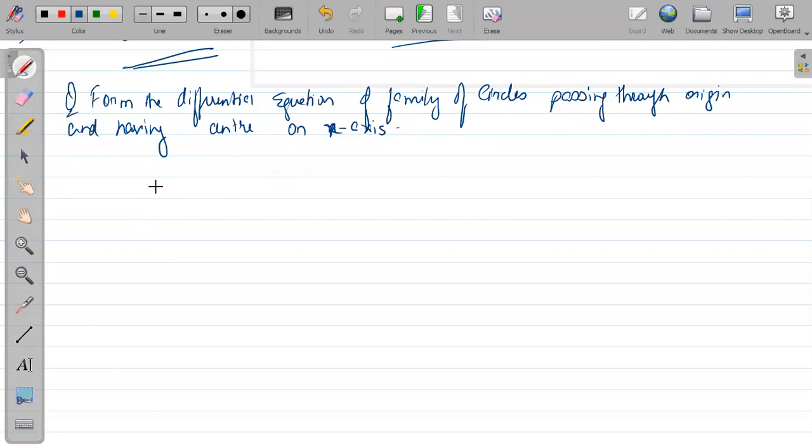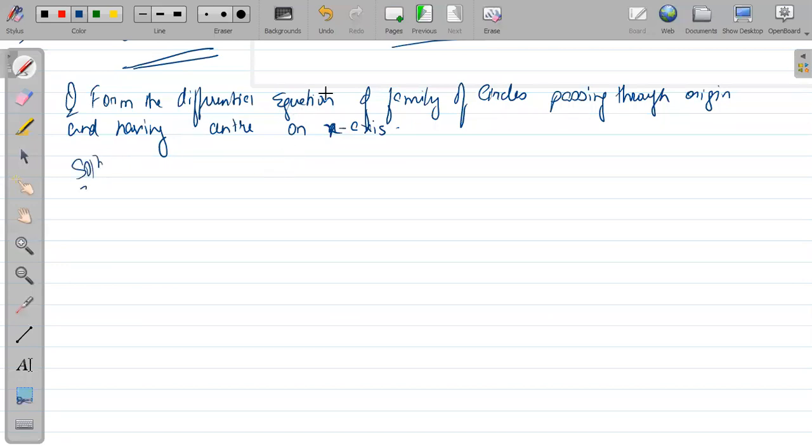Okay. So form the differential equation of family of curves passing through origin and having center on x-axis. Can you write the equation first? Because this question is given in terms of wordings, you have to make a mathematical statement first. Then observe the number of independent parameters. Then you have to differentiate as many times as the number of parameters present.